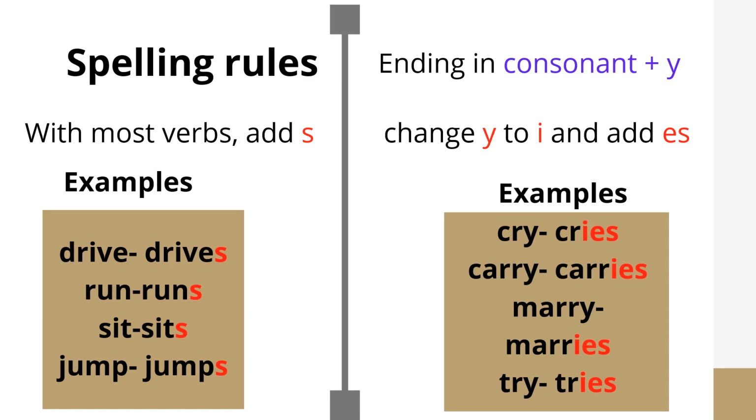Ending in consonant and y, we change the y to i and add es. We change the y to i and add es. So for example, the word cry ends with a y, so we would say cry, cries. Change the y to i and add es. Carry, carries. Marry, marries. Try, tries. Very good.